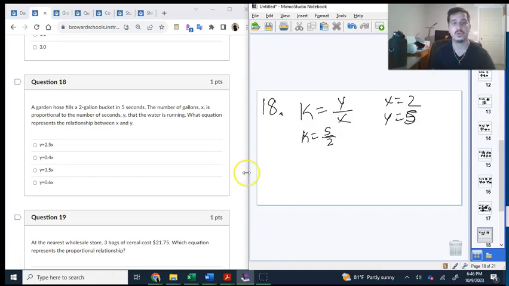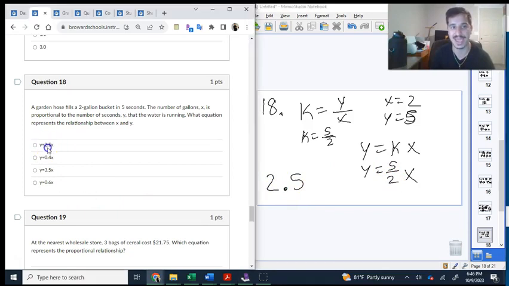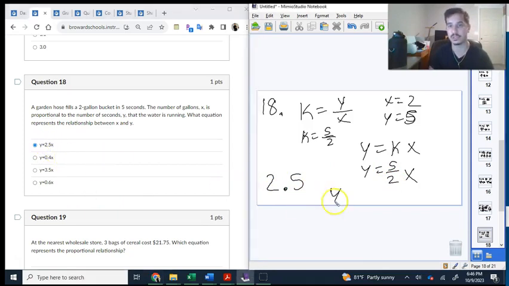Okay? So K equals 5 over 2. All right? So what equation represents the relationship between X and Y? Well, we know the main equation is Y equals KX. What is my K? 5 over 2. Y equals 5 over 2 X. Do we see that here? No. So we have to convert it. So how many times does 2 go into 5? It goes in 2 times with 1 left over. So that'd be 2 and 1/2, but that is really 2.5. So we pick the one that has a K as 2.5. Okay? So the correct answer would be Y equals 2.5X.